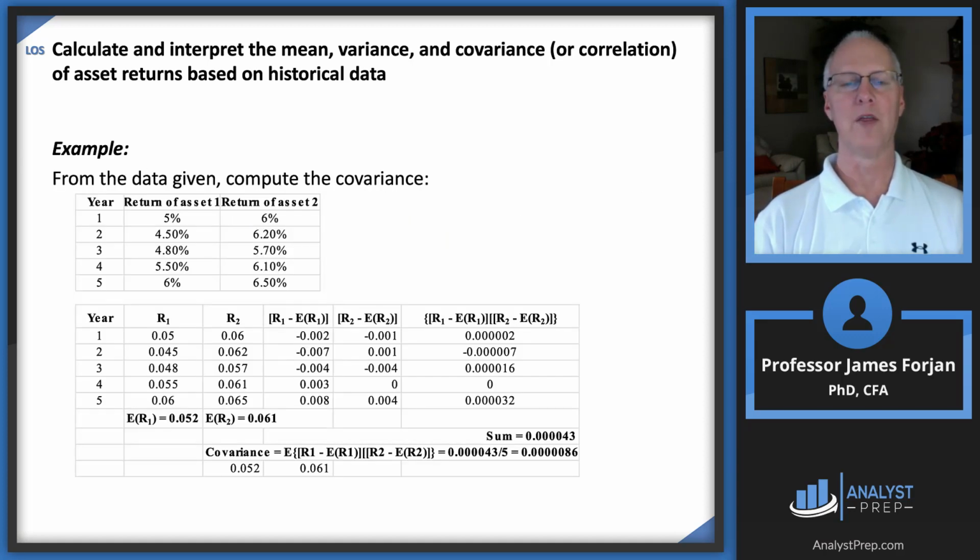We're going to multiply those two columns together. Then we're going to sum them. We get a bunch of zeros and a 43. Divide by 5, and we get a covariance with a bunch of zeros and an 8.6. And that's how you compute the covariance. There's no easy way, at least I don't know of an easier way, to do this in the calculator.